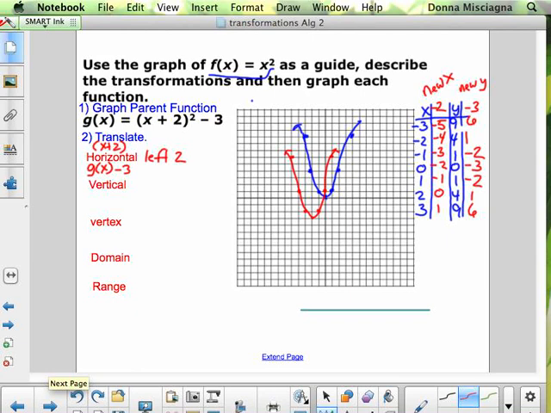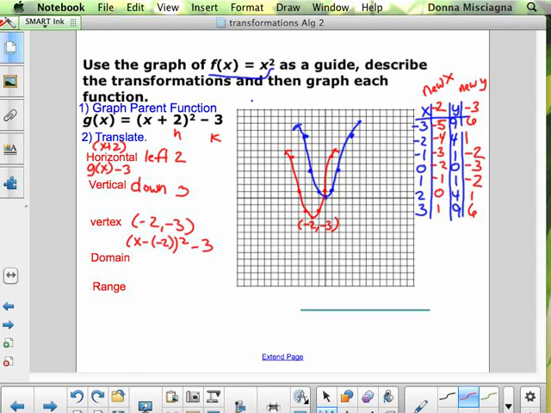Oh, we did not fill in the vertical here. We wrote the g of x minus 3. That was down 3. You can see the vertex right here. So that's the point negative 2, negative 3. But it's also right here. Just remember that that plus is really x minus a negative 2.